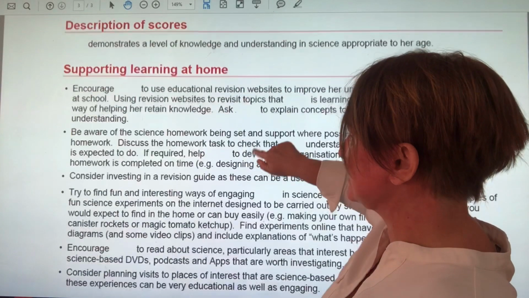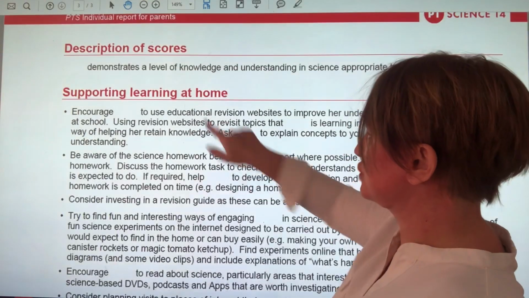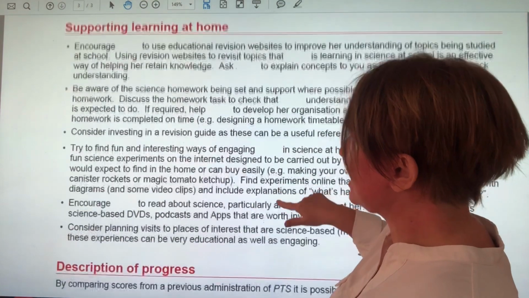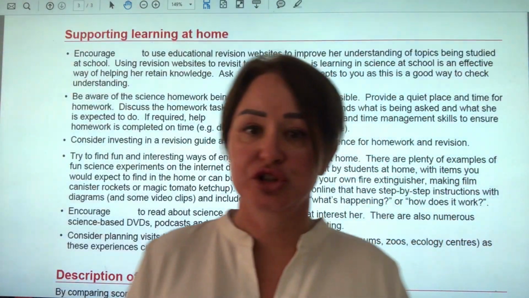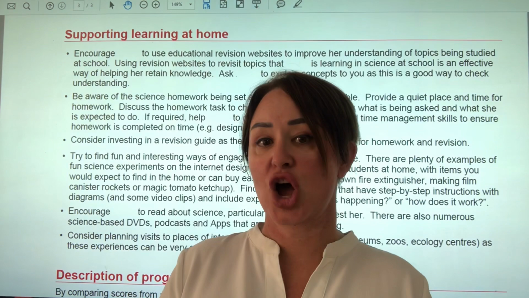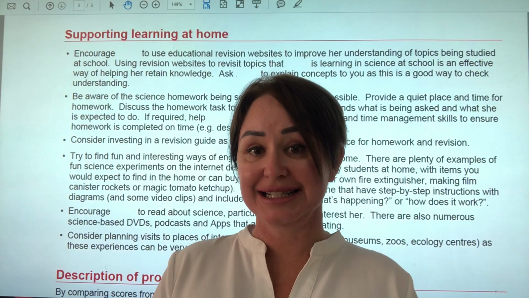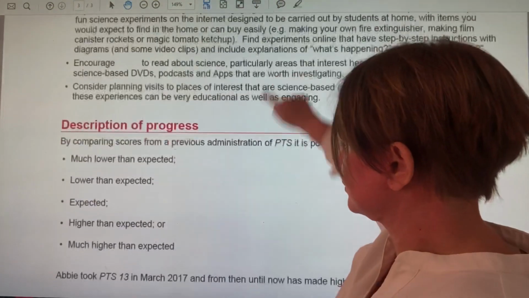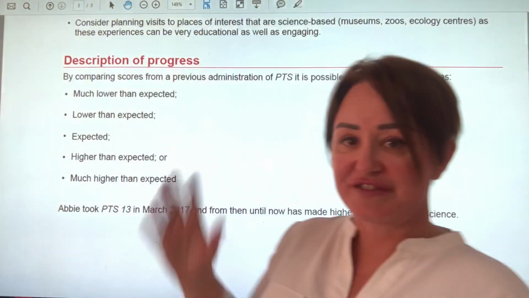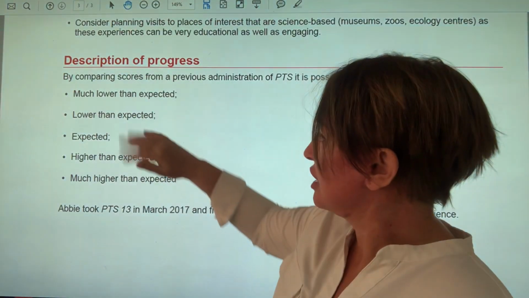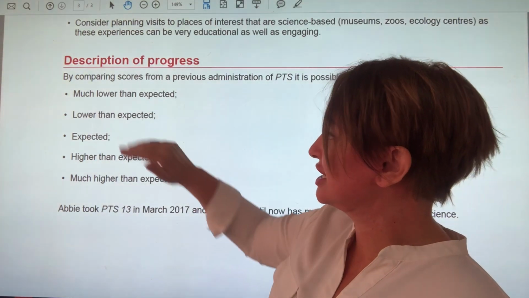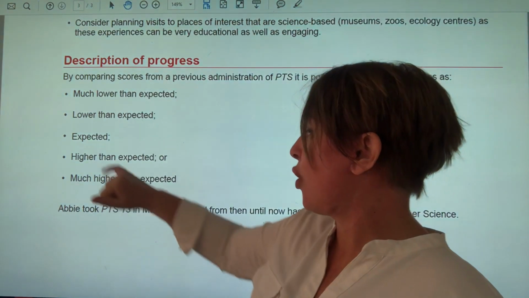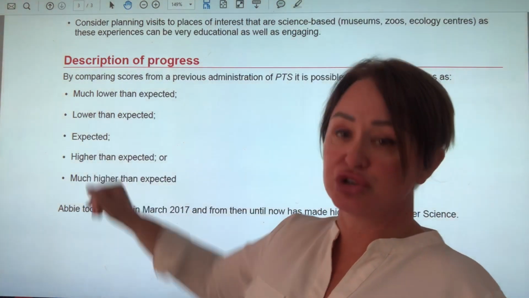Then we get a description of the score and how best you can support your child's learning at home. And there's some lovely ideas within this information. These are the 5 progress categories: much lower than expected, lower than expected, expected, or higher or much higher.